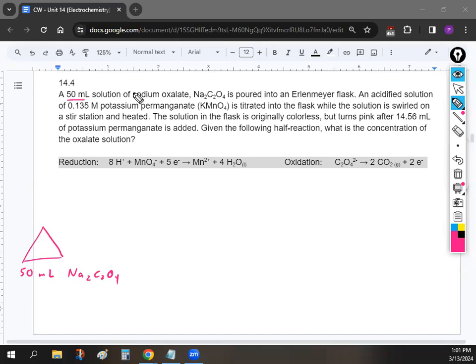And then it tells you that you are titrating in, so you are adding a 0.135 molarity potassium permanganate solution. And basically you're just stirring it, heating it, making sure they react together. The solution is originally colorless, but it turns pink after 14.56 mils have been added. So once you get to 14.56 milliliters, it turns pink. And if you remember, when there's a color change, that's when the solution is completely at the equivalence point.